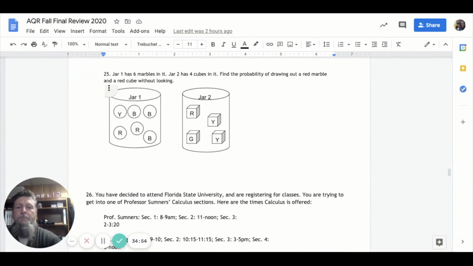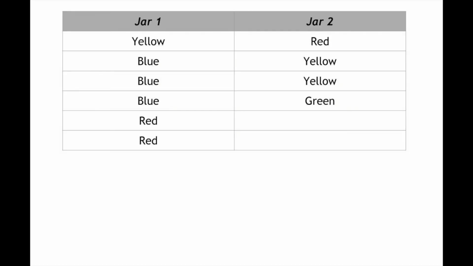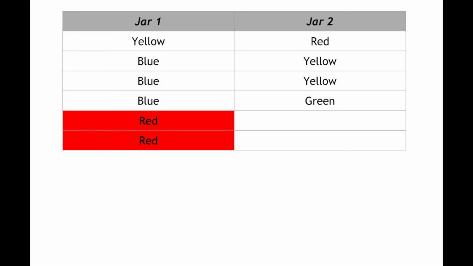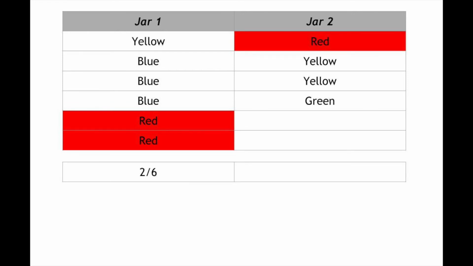Okay. Jar 1 has 6 marbles in it. Jar 2 has 4 cubes. Find the probability of drawing out a red marble and a red cube without looking. Okay. So this is pretty simple. How many red balls are there and how many total marbles are there in the first jar? Okay. So jar 1, there are 2 red out of 6 total. The second one, red. There's 1 red cube, and there's 4 total.